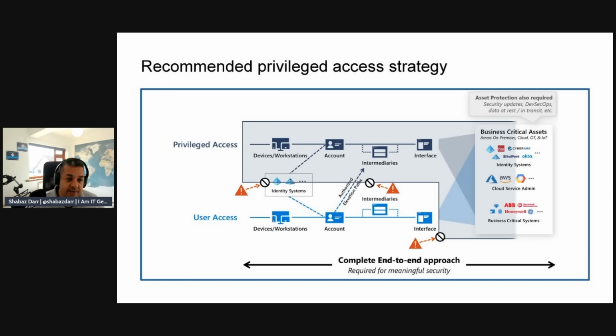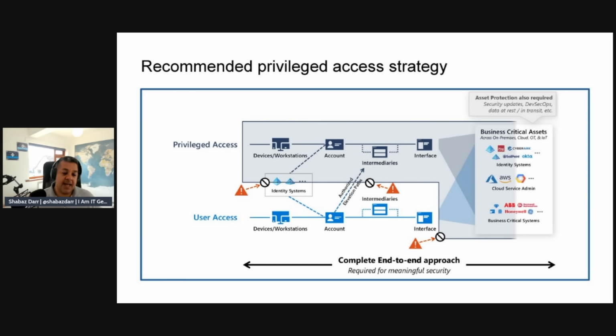As we can see, we have our business critical applications that are accessed on the right hand side, and we have our privileged access in that top tier. That includes privileged access for devices and workstations, and they should have their own account. We then have intermediaries, and we have an interface as well. Then we have that level below, which is user access. Again, that's below the privileged access, because users with normal standard access can't get to those privileged areas. They have device and workstation access, but from a user perspective, and they have an account as well that is normally managed by an identity provider, as is the privileged access.